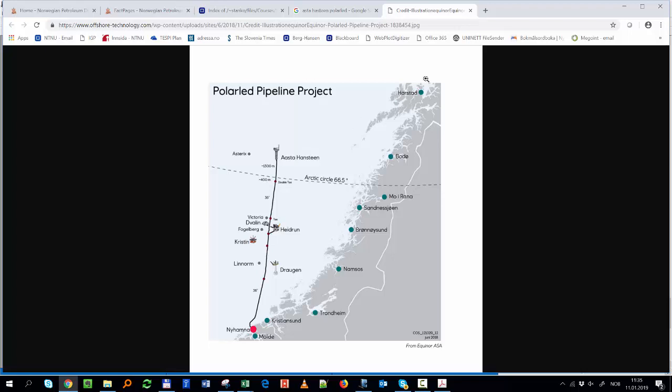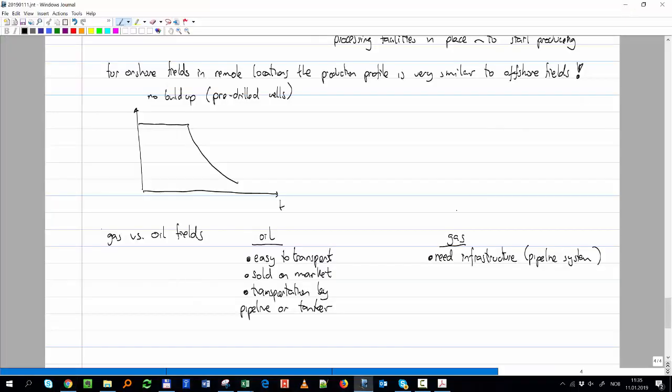And that's one of the challenges with the projects in the Barents Sea. There is actually no pipe going so far north. So when you develop a field there, you have to be careful what you do with that gas, if I cannot connect it to market.